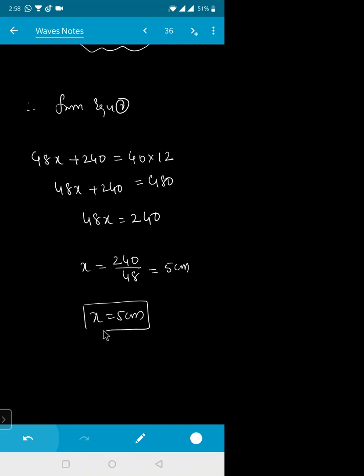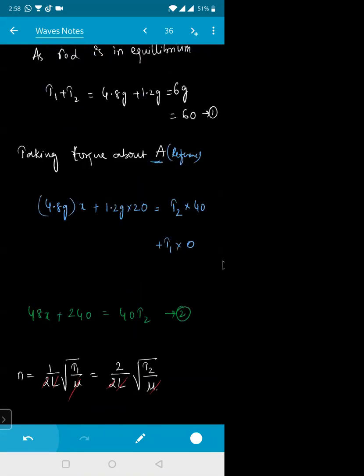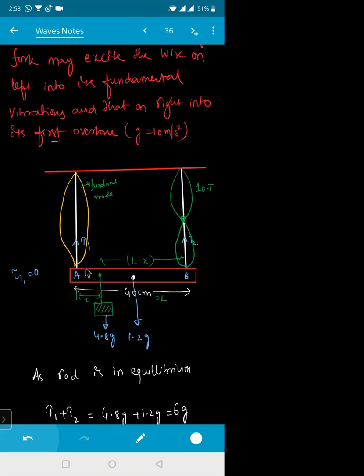So you should keep the other mass at 5 centimeters, so that the left one is in the fundamental mode and the right one is in the first overtone. Is it clear? Very, very important question. Very, very, very important model.